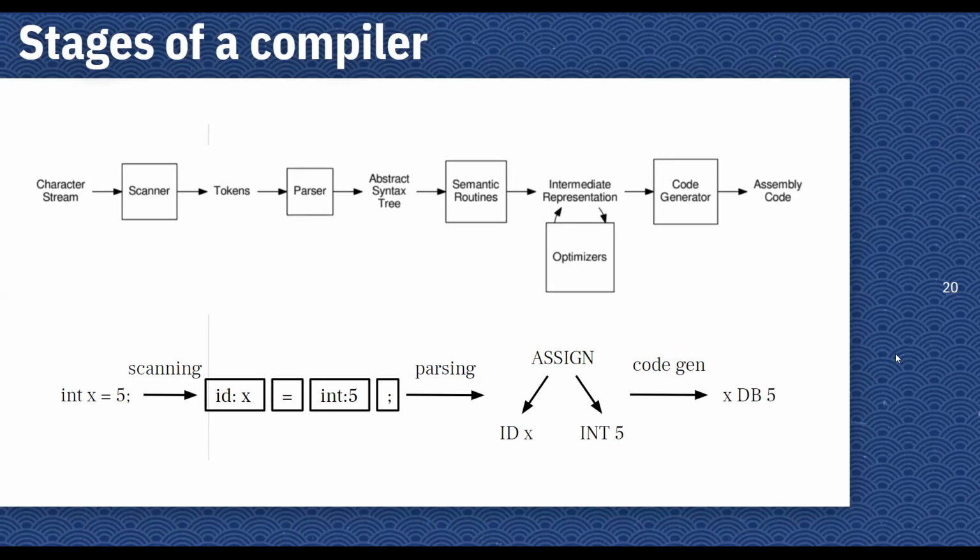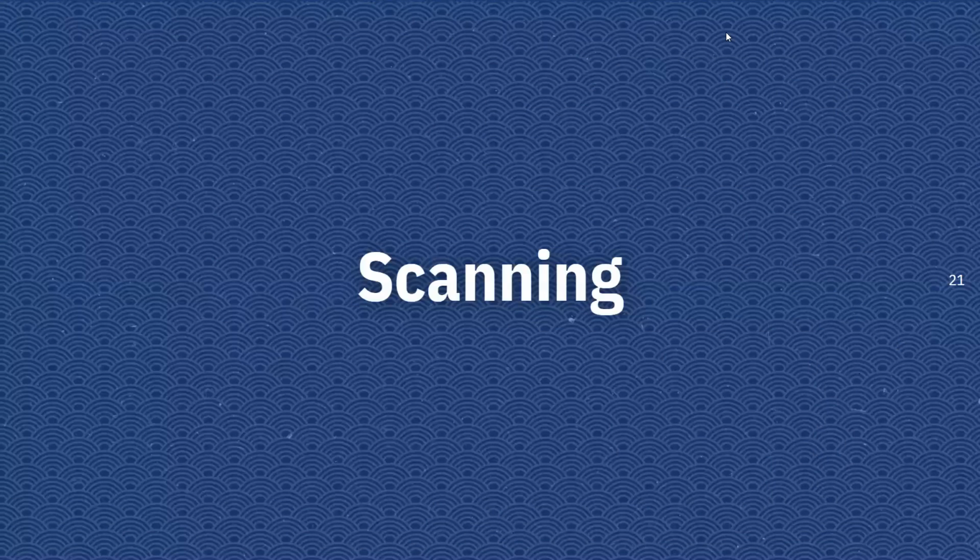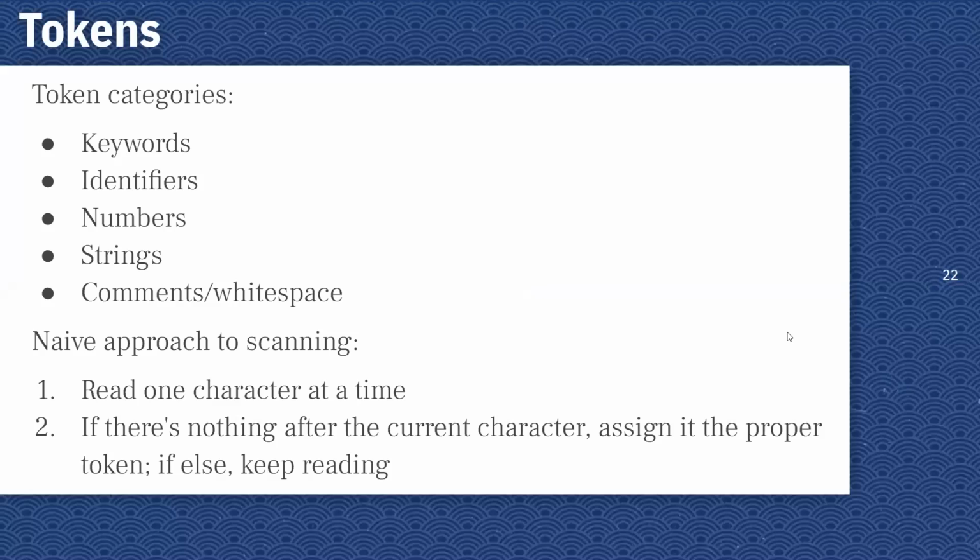Okay, moving on to scanning. So these are the categories of tokens that most compilers use. We have keywords like if, else, while, do, try, catch, and we have identifiers, which are variable names. But if you know object-oriented programming, these are also class names and object names. I think strings and numbers should be self-explanatory.